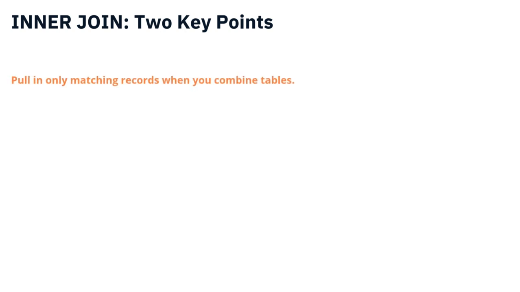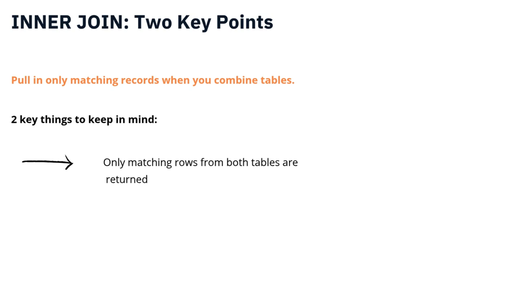Ever wondered how to pull in only the matching records when you combine tables? And that's inner join summed up into points. There are two key things to keep in mind when using an inner join. First, only matching rows from both tables are returned. Second, you specify which columns must match.